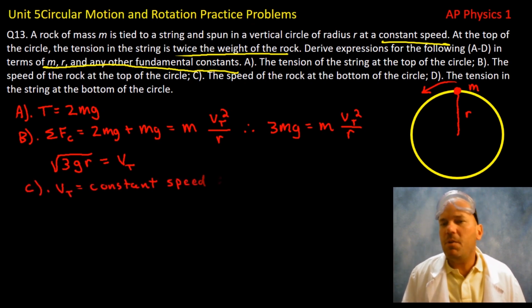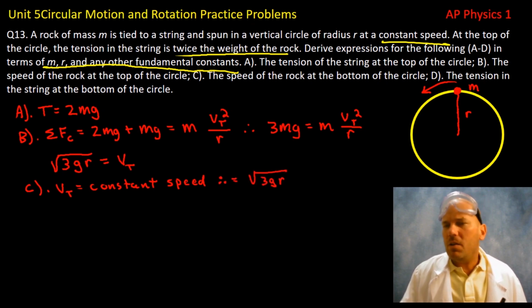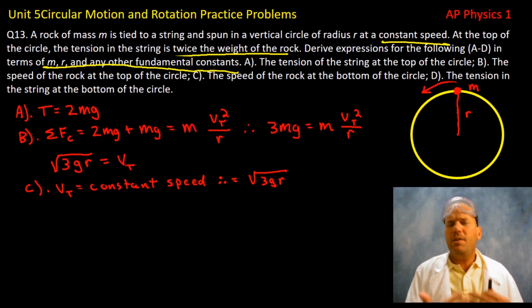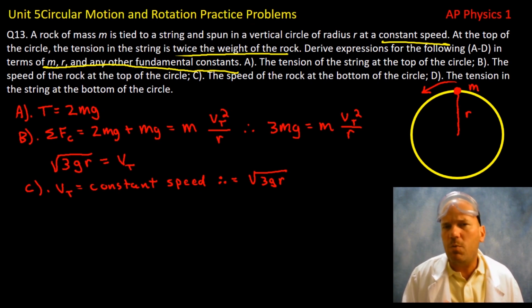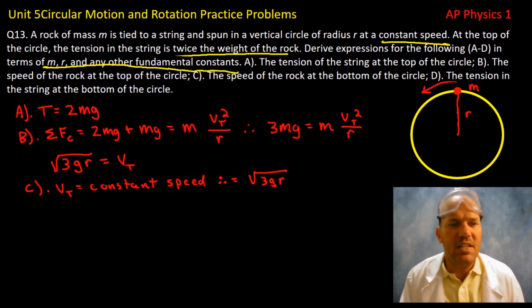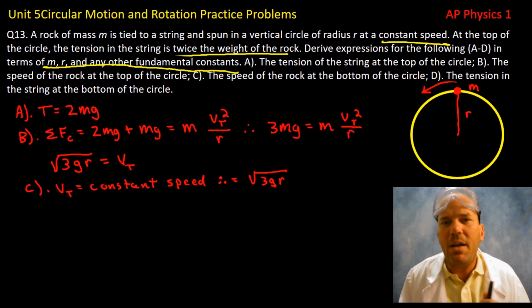For part C, we want the speed at the bottom. Well, I've underlined in this problem we're at a constant speed. Therefore, the speed at the bottom is the same as the speed at the top, which we derived in part B to be equal to the square root of 3gr. Finally, in D, the tension of the string at the bottom of the loop.